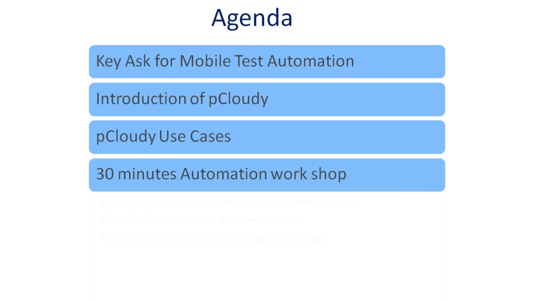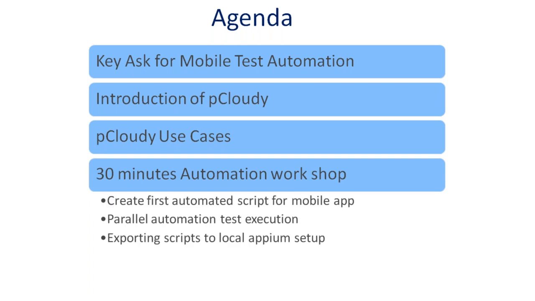and the 30 minutes automation workshop. This workshop will have three topics which we will be covering today: creating the first automated scripts for a mobile application, parallel automation test execution, and exporting the scripts to a local Appium setup. Of course, this will be followed by Q&A.